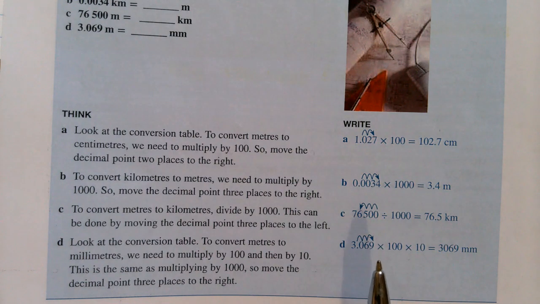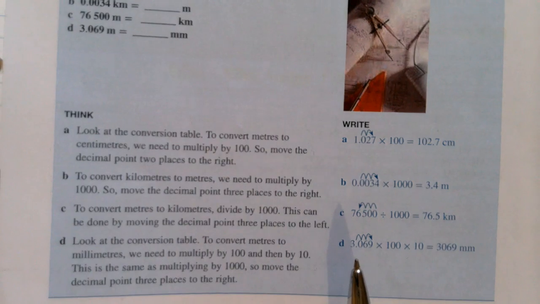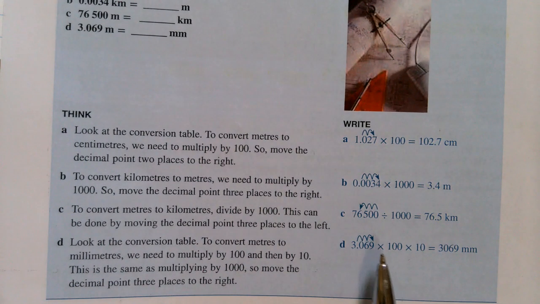This one here, we are going from meters to millimeters, going to a smaller unit. We need a larger number, so we multiply. And meters to centimeters is 100, and then centimeters to millimeters is 10. So you need to make both those conversions to jump for both of those.